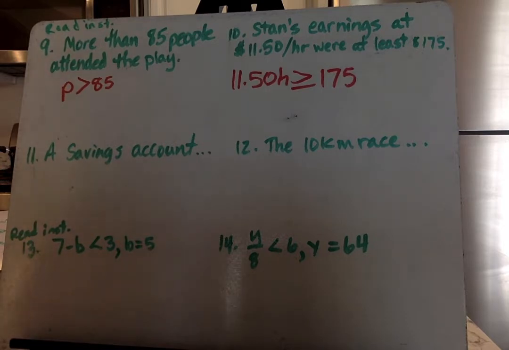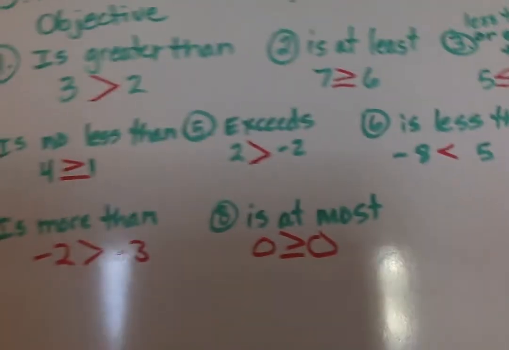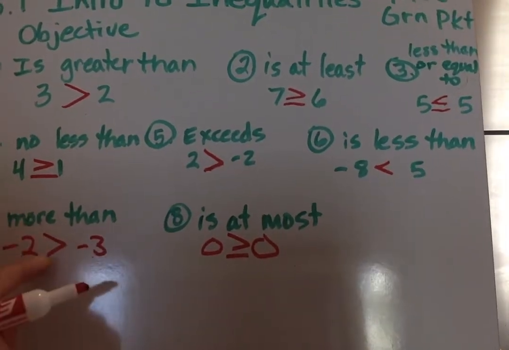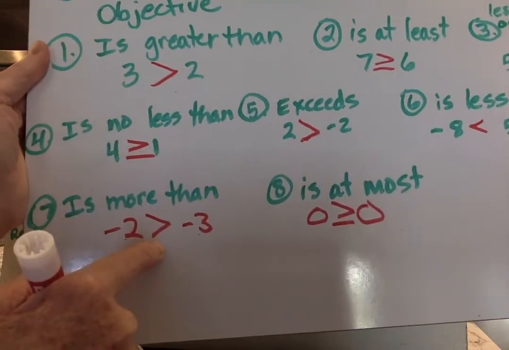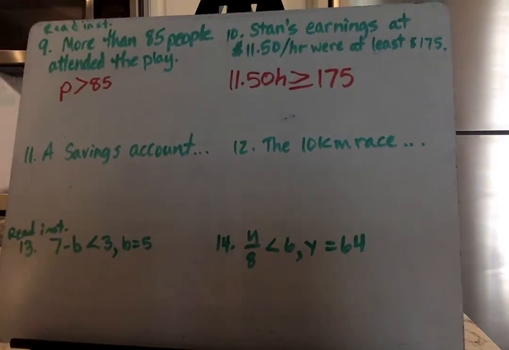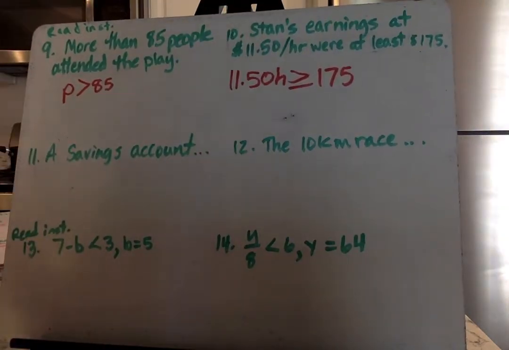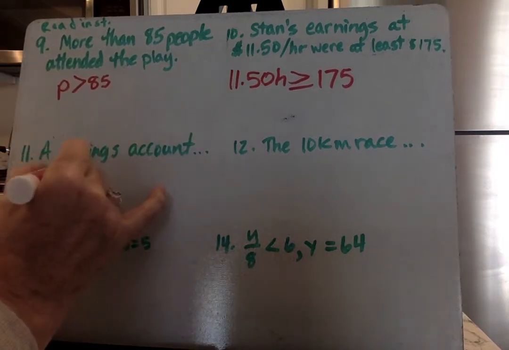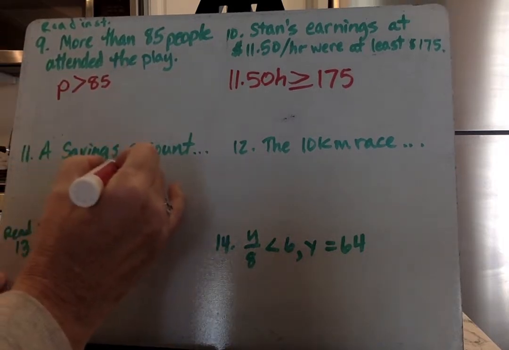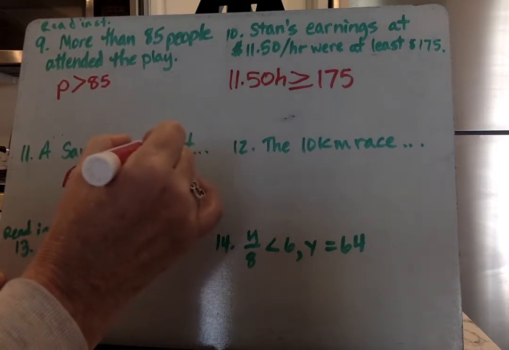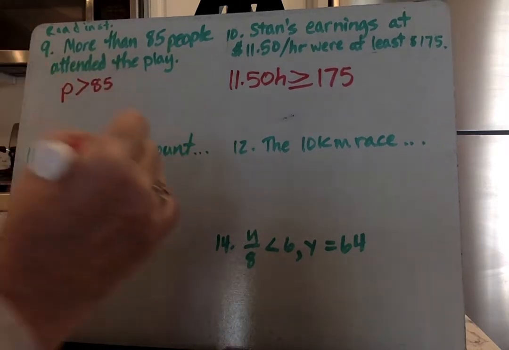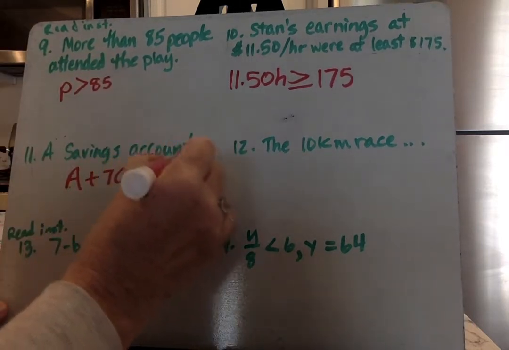Okay. Number 11, a savings account increased by $70 is now more than $400. So again, we can go back to here. And we find more than we see is right here. So it's the greater than sign right there. Hopefully you can see that okay without the glare. Oops. Okay. So if savings account is increased by, so we add $70 to that, and it's now more than $400, so it's got to be greater than. There you go.